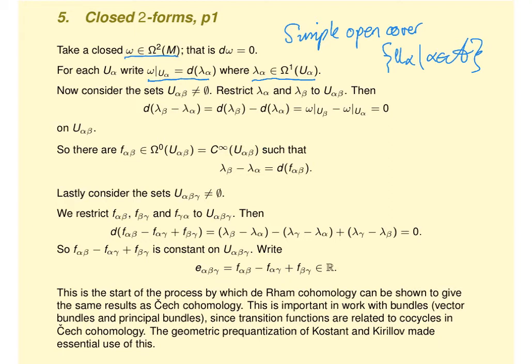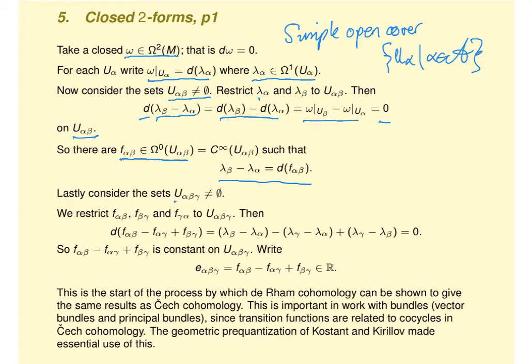Now, consider the twofold intersections, the ones that are not empty, U alpha beta not empty. Restrict lambda alpha to U alpha beta and restrict lambda beta. Then you can take their difference on U alpha beta, you can take the exterior derivative, and what you'll get is omega minus omega on the restrictions, in other words 0. So lambda beta minus lambda alpha is closed on U alpha beta. So there are functions, that's 0 forms, f alpha beta, such that lambda beta minus lambda alpha is equal to d of f alpha beta.